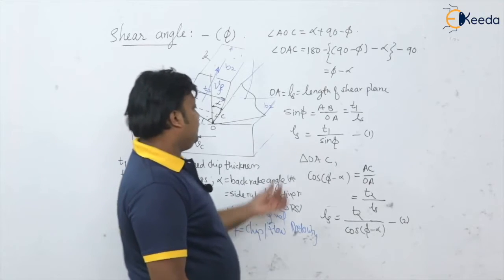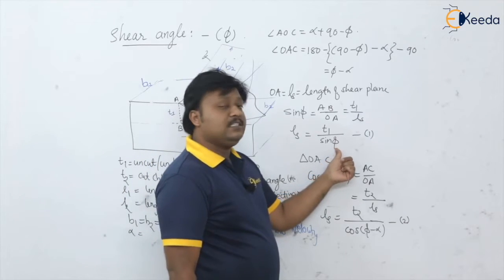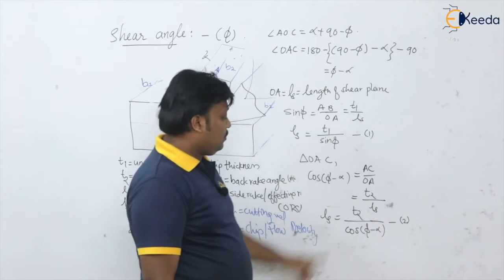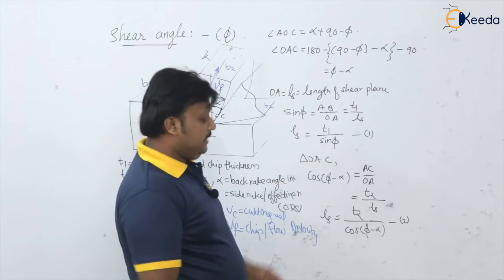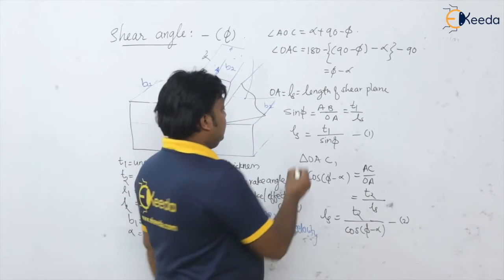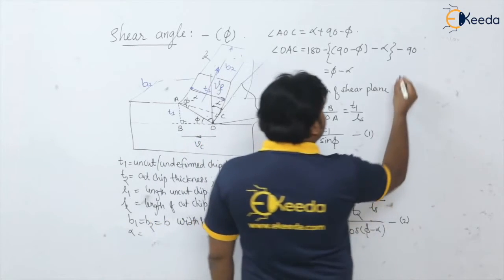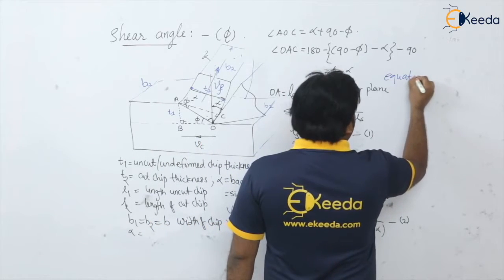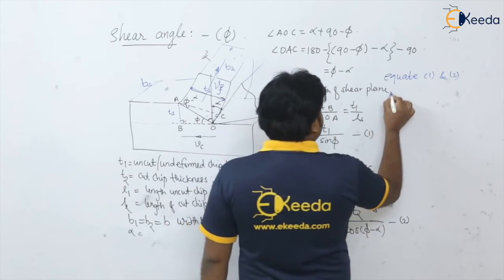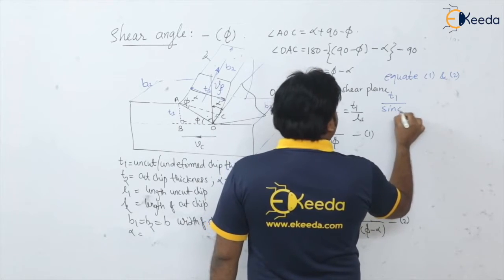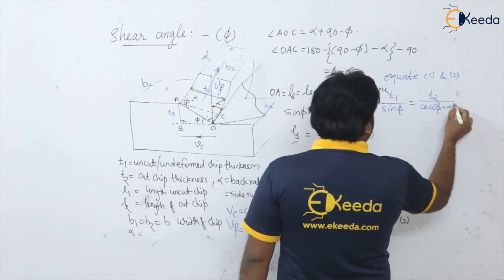So here the first thing you are getting is how to calculate the length of the shear plane when you have the shear angle phi and the uncut chip thickness or cut chip thickness. You can calculate the length of the shear plane here, isn't it? Now this is also the length of shear plane, this is also the length of shear plane. If I equate equation 1 and equation 2, what I will write? T1 divided by sin phi is equal to T2 divided by cos of phi minus alpha.